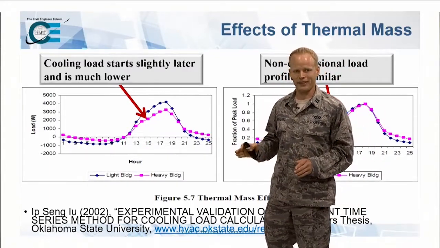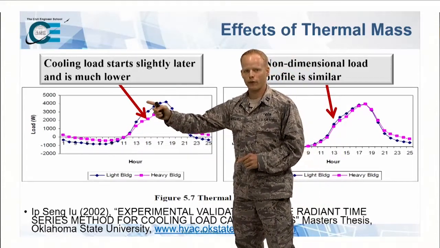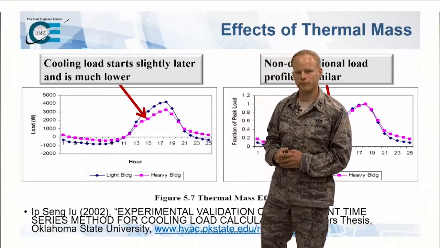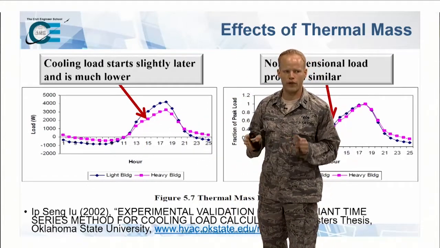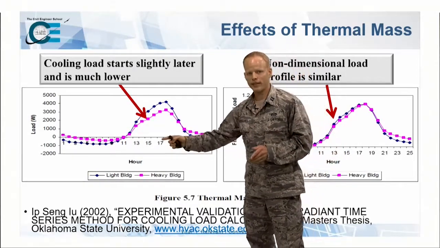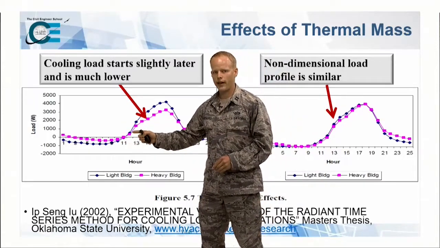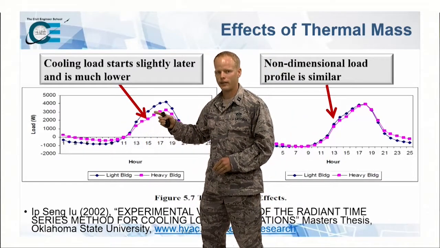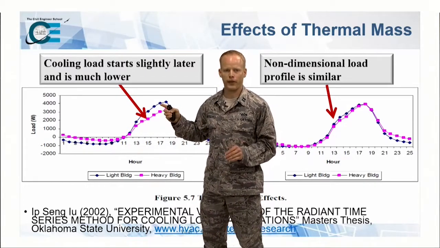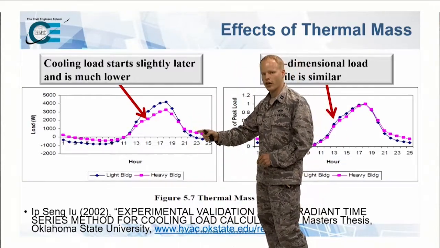Learned a lot about things. But our cooling loads start slightly later and lower. So if you look at this chart right here, the dark blue is a lightweight building. The building will change very quickly with the outside temperature. So you can see right here the temperature increases as the sun goes up. Outside temperature increases and the building goes right up there with it on your cooling load. And then at night, it cools down just as fast.